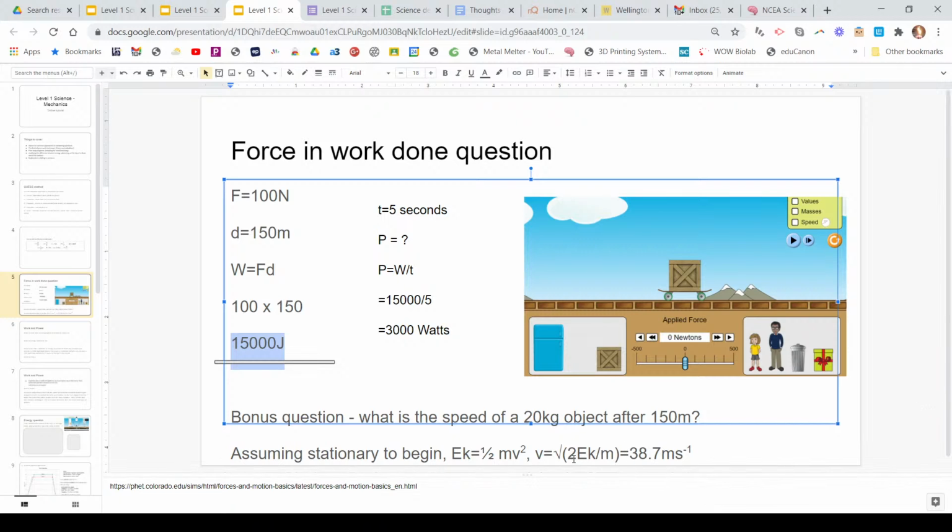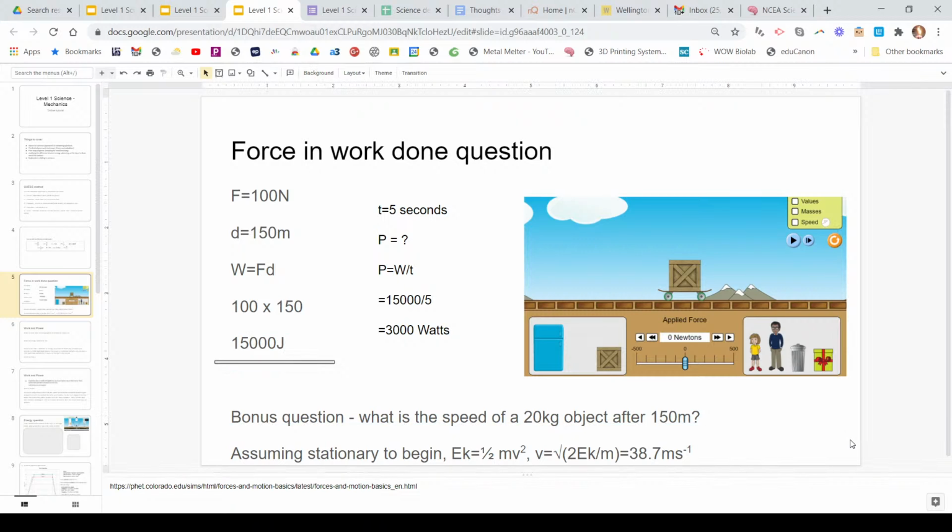And so we would be doing the square root of 2 lots of EK. So 2 lots of EK would now be 30,000, and we would then divide that by the mass. So we've got the square root of 30,000 divided by a mass of, what did we say, 20 kilograms. Okay, and that comes out as being 38.7 meters per second. So that's just another example of a direction you might go in with a question relating to force or work done.